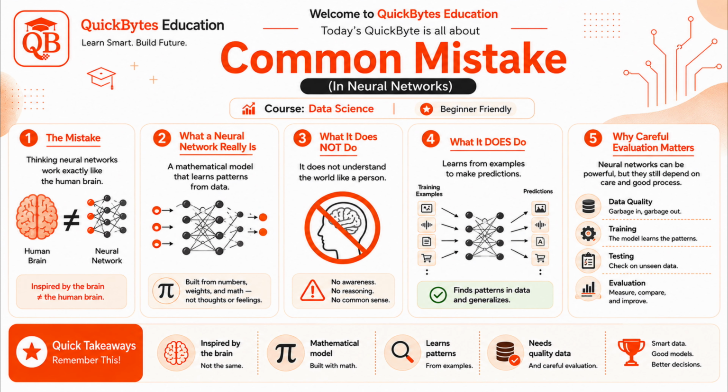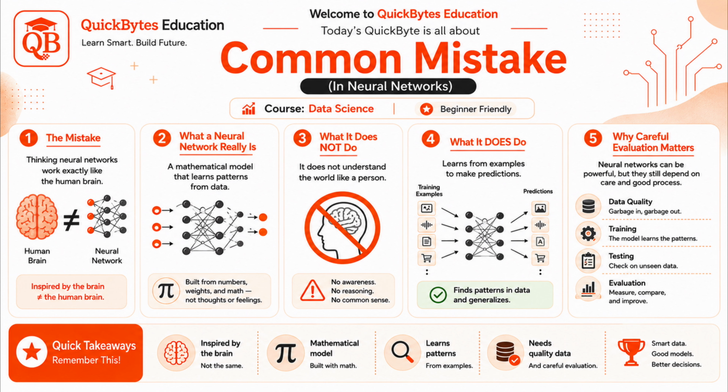A common mistake is thinking neural networks work exactly like the human brain. They are inspired by the brain, but they are not the same thing. A neural network is a mathematical model. It does not understand the world the way a person does. It learns patterns from examples. That distinction is important. Neural networks can be powerful, but they still depend on data quality, training, testing, and careful evaluation.